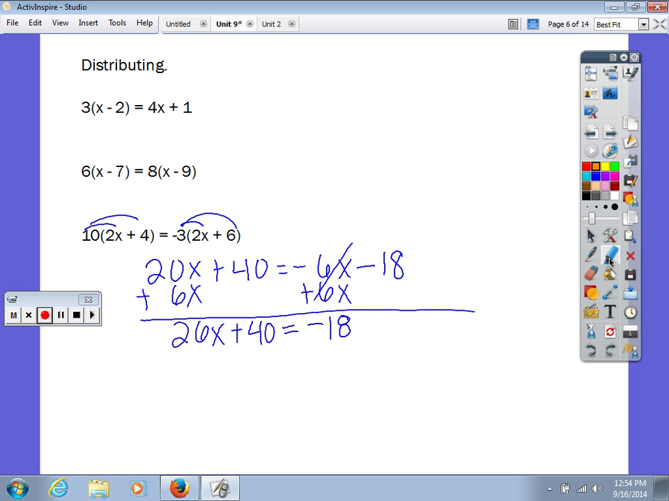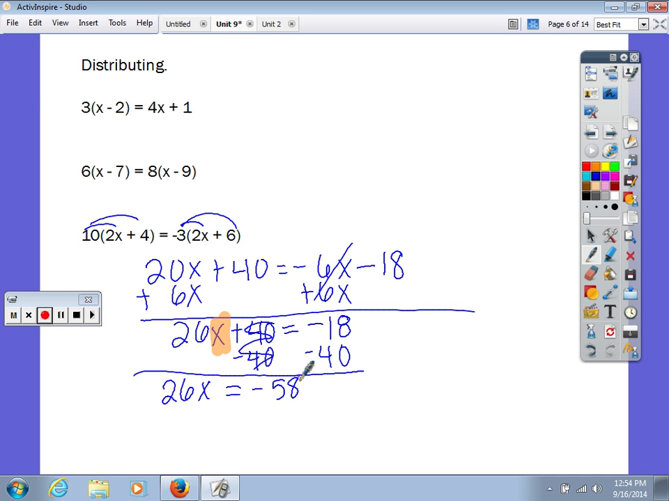Then once again, I want to get x by itself. So I need to subtract 40 from both sides. Once again, don't just figure this out. Work it from left to right. So bring this down. This will cancel. Equals, and that'll be negative 58.